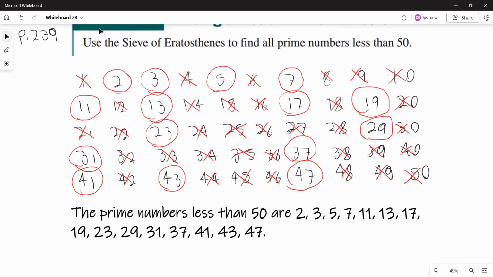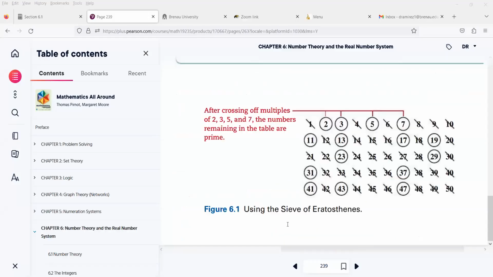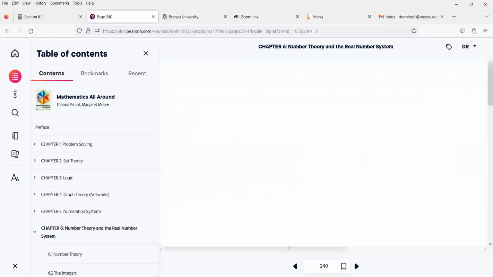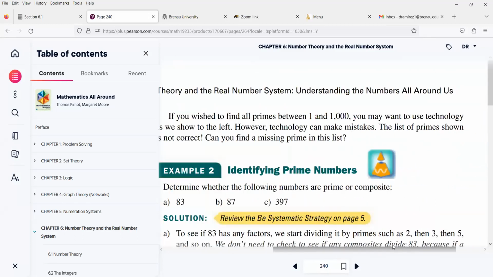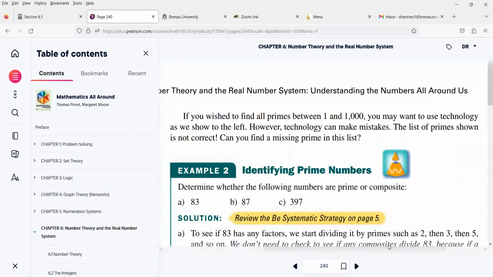So I'm going to read the next paragraph in the book. You can also use technology. Now, if you wish to find all primes between 1 and 1,000, well, using the sieve operator could take a lot of work. You may want to use technology. I will show to the left. However, technology can make mistakes. The list of primes shown is not correct.